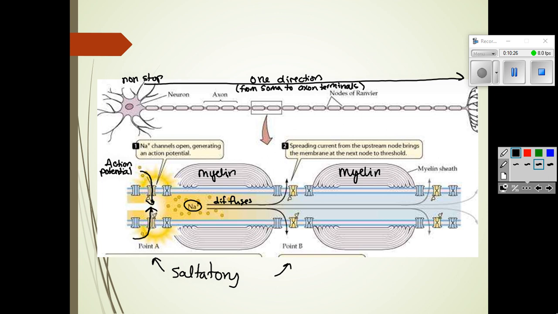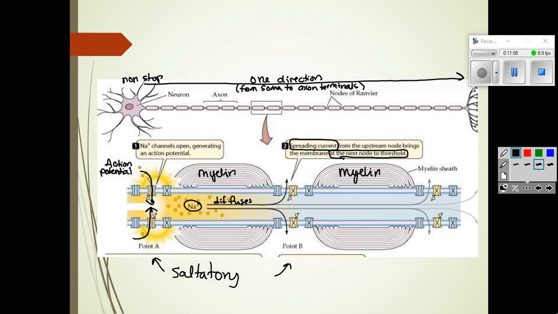Now mine has a bit of color shading, which I can't always replicate on the things that I give you. But if you notice near point A, the color and the shading is like this dark yellowish color. That's to represent that there's a lot of sodium at that point. Because of diffusion, sodium will naturally move to a place where there's less of it. So sodium diffuses to the next point. That sodium diffusing to the next point, so this spreading current, will help bring the membrane at the next node to threshold.